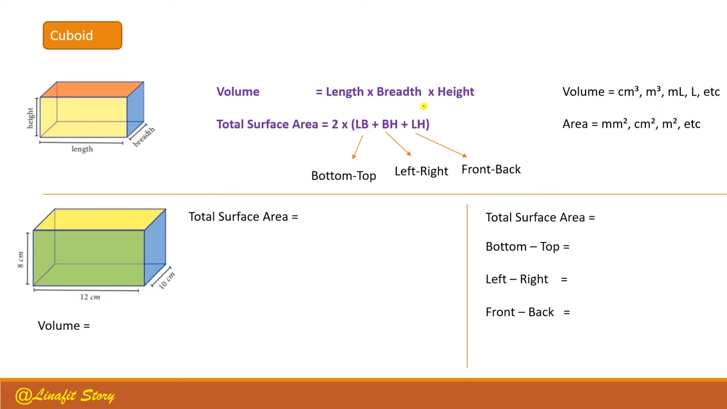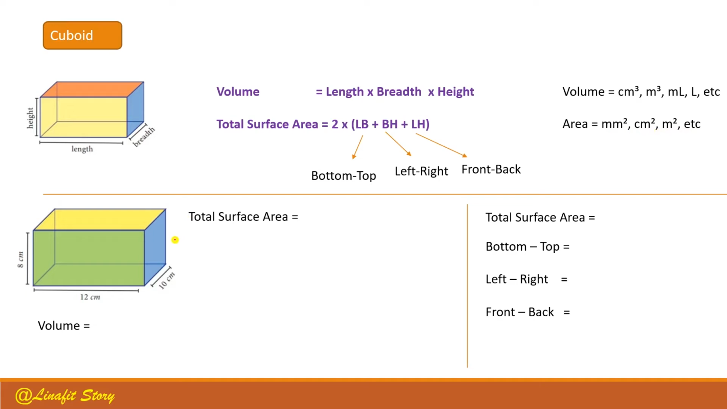Remember that volume is measured in units cubed. For example, cubic cm, cubic meter, milliliter, liters, etc. And then the area is measured in units squared. For example, square millimeter, square centimeter, square meter, etc.